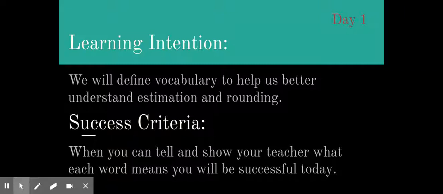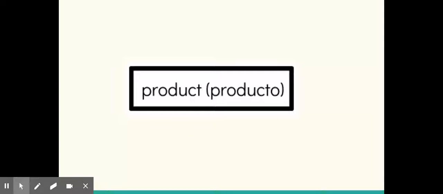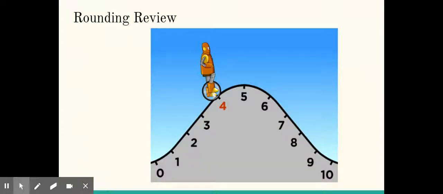So we have a couple of vocab words. We have the words like estimate or round. We have reasonable, is something reasonable. Some also comes from summa. Difference, product, and kind of just some rounding review.